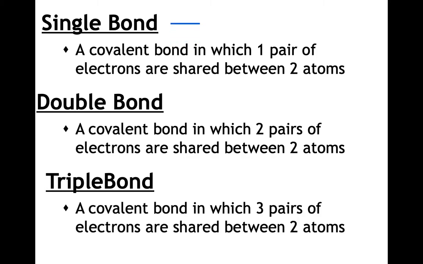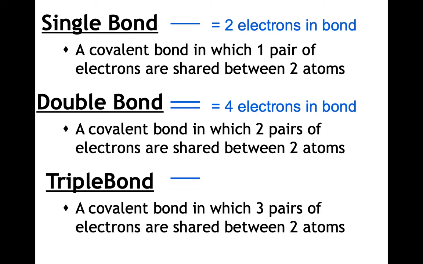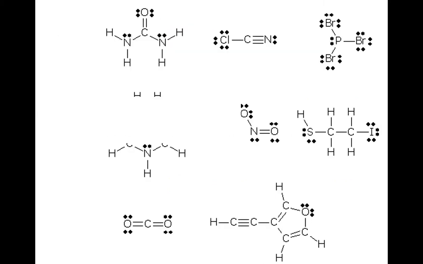A single bond is 2 electrons, one from each of the 2 atoms. So 2 electrons in a single bond. A double bond, you'll see 2 lines, each line representing 2 electrons. So in a double bond, there are 4 electrons being shared, 2 from each of the atoms. A triple bond, you'll see as 3 lines. Again, each line representing 2 electrons, for a total of 6 electrons being shared between the 2 atoms, 3 from each. Again, not all atoms can have a double or triple bond. It all depends on what their need is.